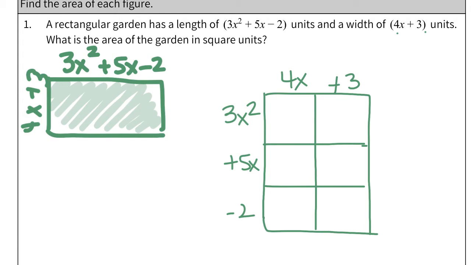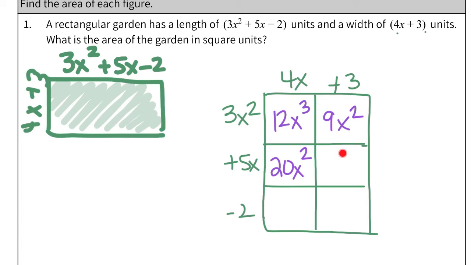So now we're going to multiply corresponding row and column. So 3x squared times 4x, multiply those numbers and then the letters. So that would give me 12x to the 3rd power. Now I'm going to do the top row, other box. 3x squared times 3 gives me 9x squared. Now let's do the second row. 5x times 4x. 5 times 4 is 20, and then I have 2 x's. So that'll be 20x to the 2nd power.